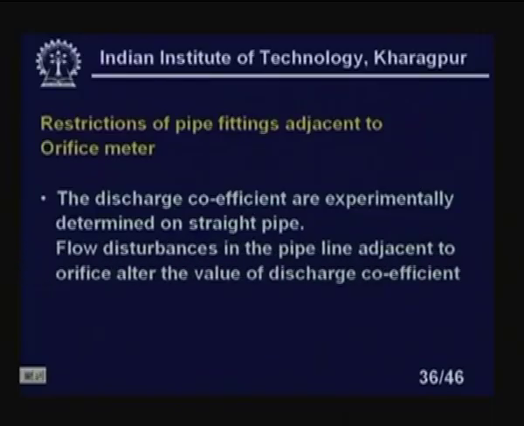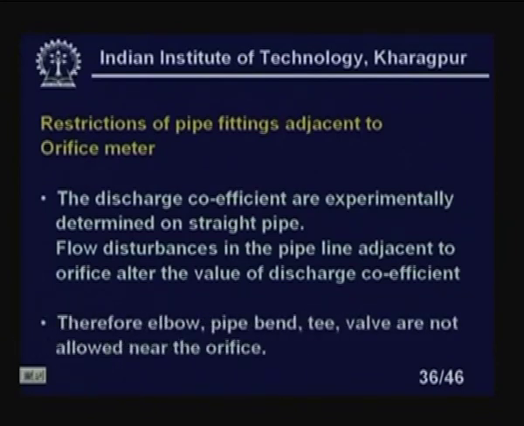The discharge coefficients are experimentally determined on straight pipes. Now, flow disturbances in the pipeline adjacent to the orifice alter the value of the discharge coefficient. Therefore, elbow, pipe bend, tee, valve are not allowed near the orifice meter. Okay. How near, that we must know, otherwise what do you mean by near? In engineering, you must quantify. You cannot say just qualitatively very near or very far.